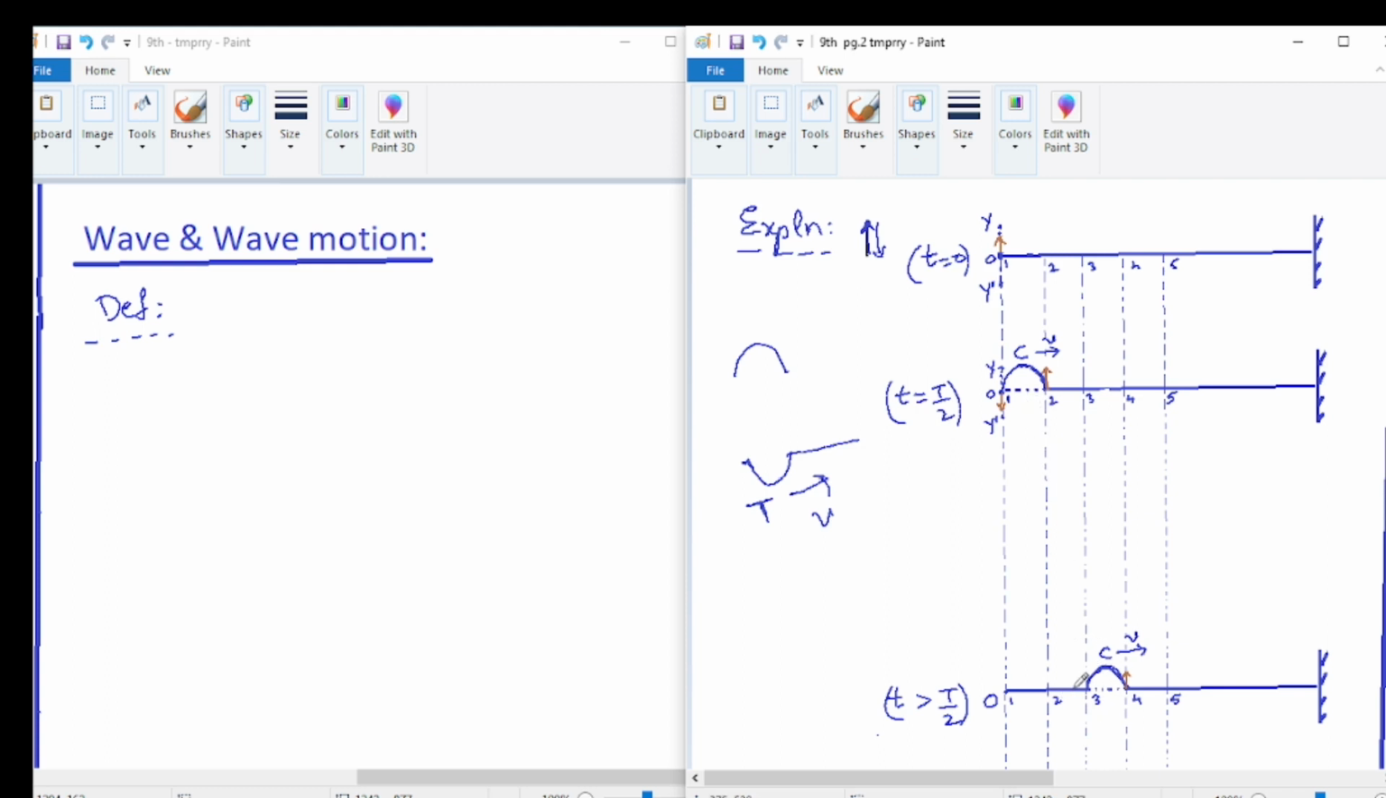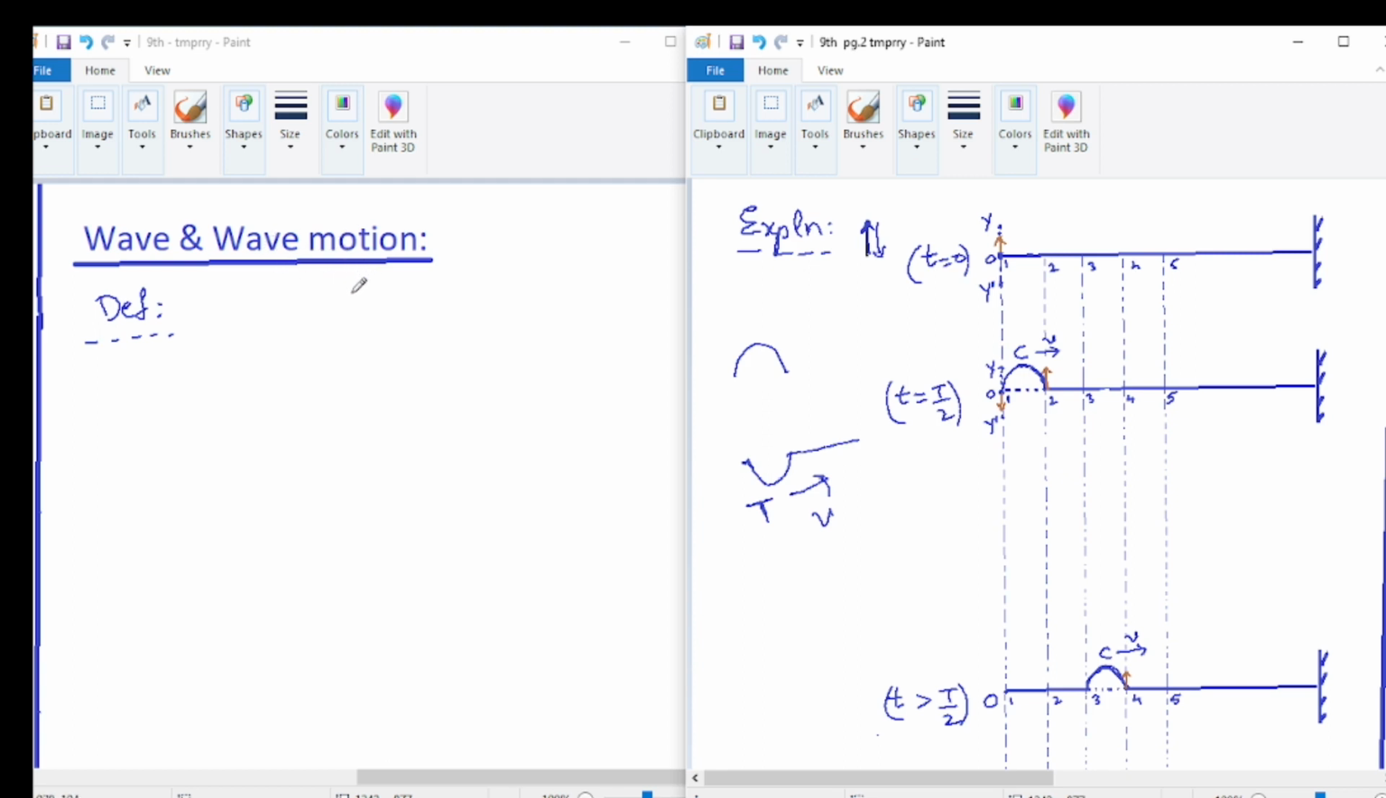What is a wave here? The disturbance which is created at a point in a medium, which travels through the medium, here a string, due to the vibrations of particles. So this disturbance which is moving itself is called a wave, and the special motion of the disturbance which is possible due to the vibrations of particles is called wave motion. So this is the very simple definition of wave and wave motion.